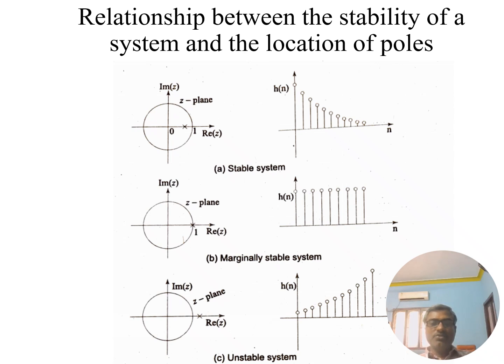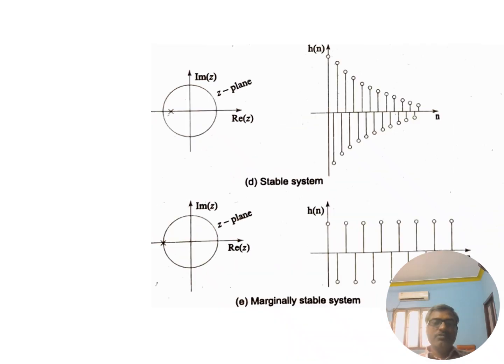When you see figure C, where the pole lies outside the unit Z circle, the system is said to be an unstable system. When we look into figure D, the pole lies on the negative side of the Z circle, but it lies inside the unit Z circle, so the system is said to be stable. When we see the fifth figure, that means figure E, the system is said to be marginally stable because the pole exactly lies on the boundary of the unit Z circle.